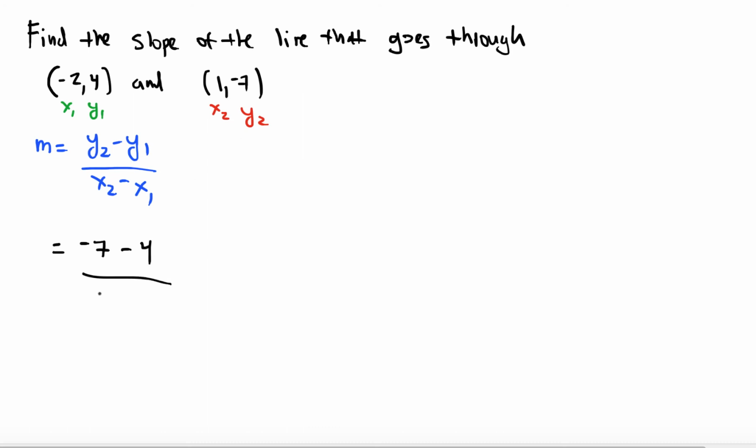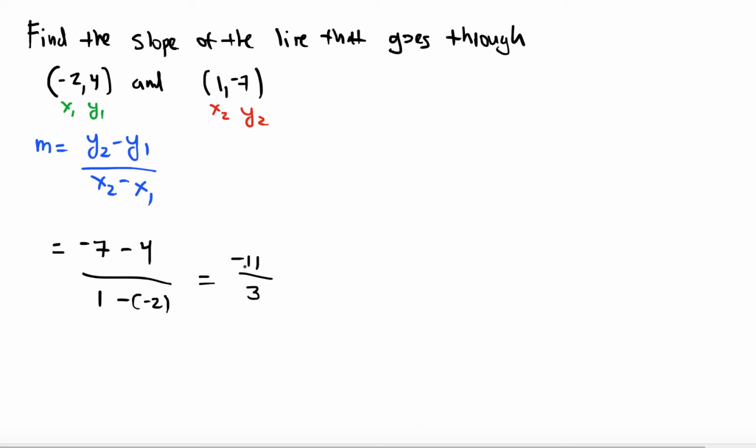x2 is +1, minus x1, but you notice what is the value of x1 in this case? It's -2. So make sure you write down those values exactly as you see them. Okay, so you notice that in the formula itself, there is a minus sign here. So we get -7 minus 4, which is -11, and we have 1 minus -2, which becomes 1 plus 2, which is 3.